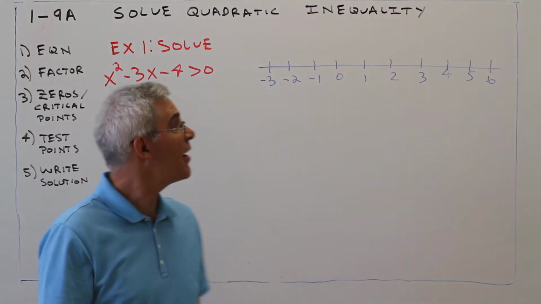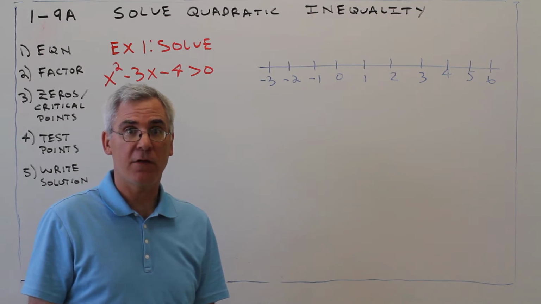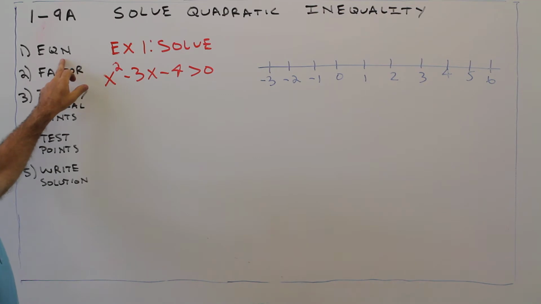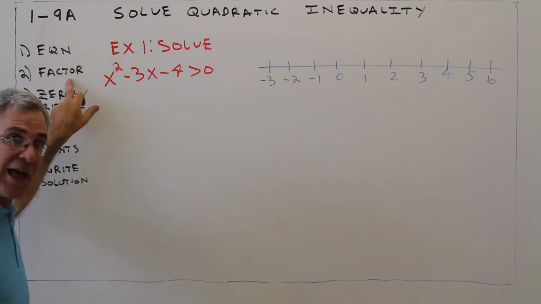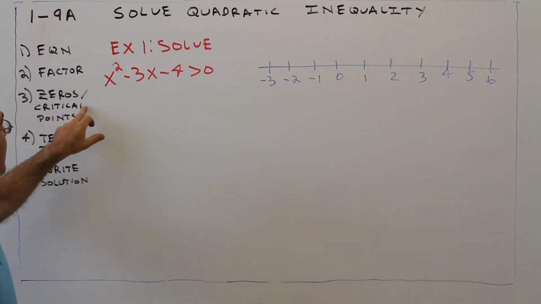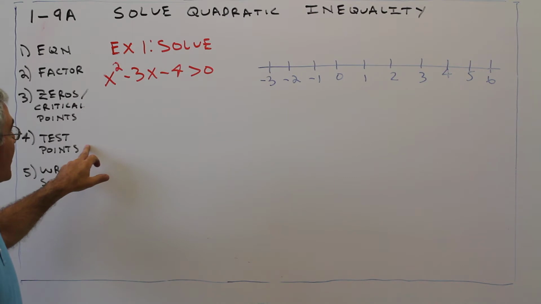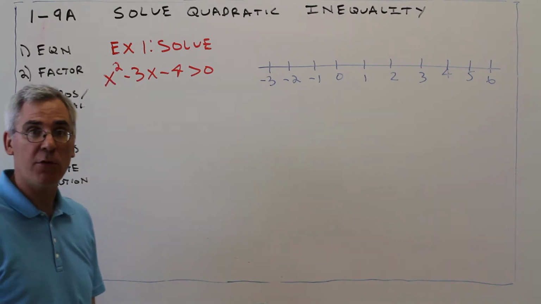This is lesson 1-9A, solving quadratic inequalities. There's going to be 5 main steps in this procedure. Rewrite the inequality as an equation. Try to factor the equation. If not, you've got the quadratic formula. Find the zeros, which will be known as the critical points. Test the critical points into the original inequality, and then write the solution.